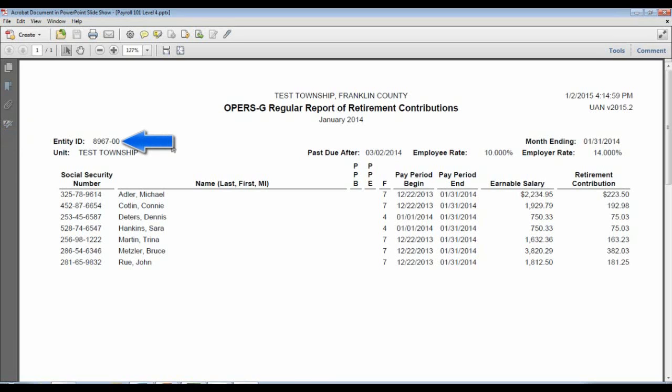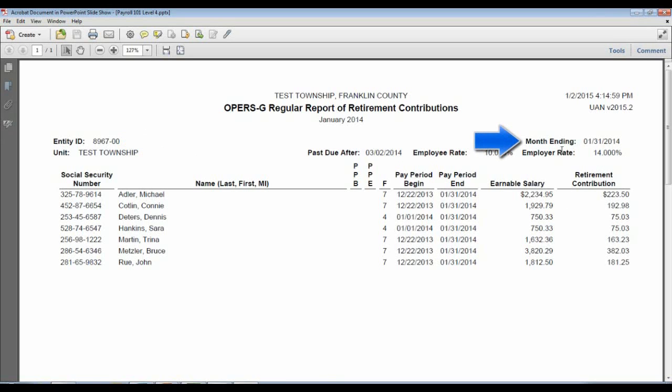Post-tax contributions are submitted under an employer code ending in 0. That would be for OPERS Regular and OPERS Fringe Benefit. Pre-tax contributions are submitted under an employer code ending in 8, and that's for OPERS Salary Reduction only.